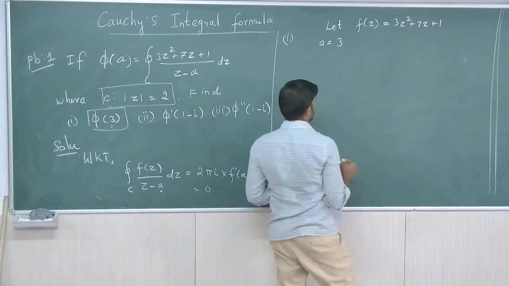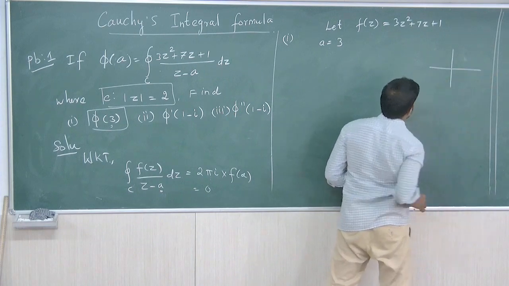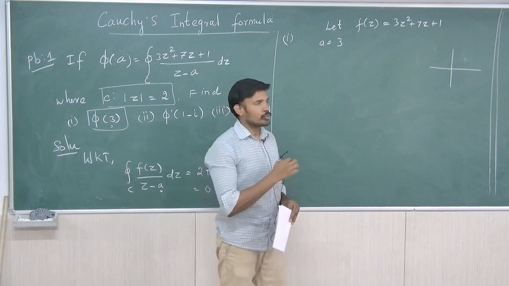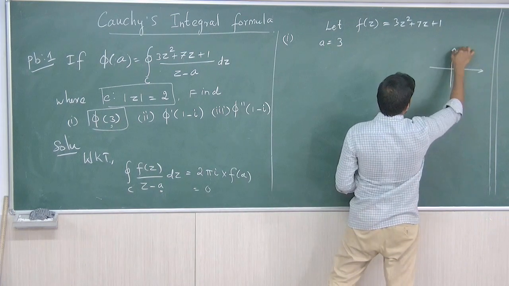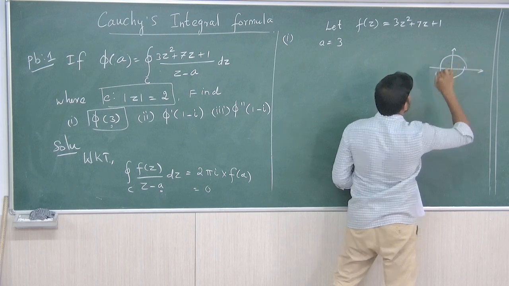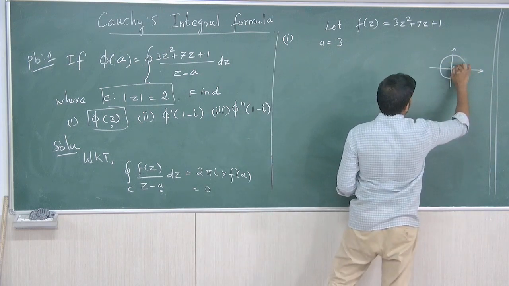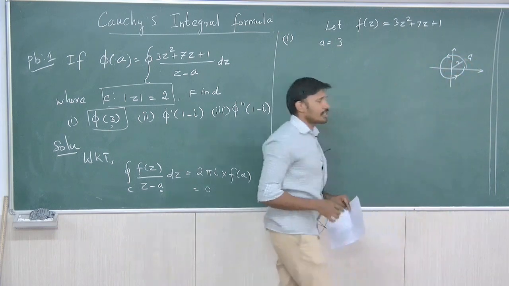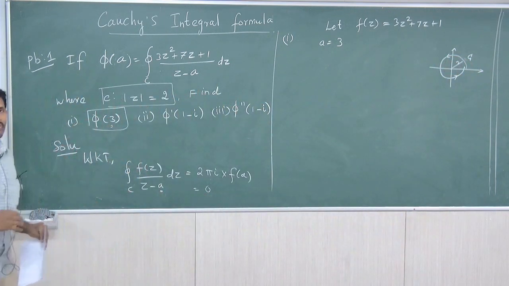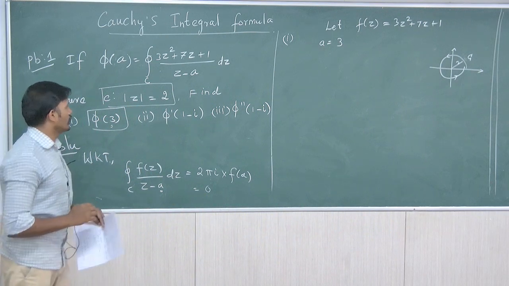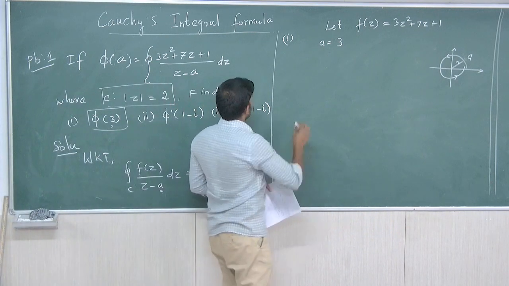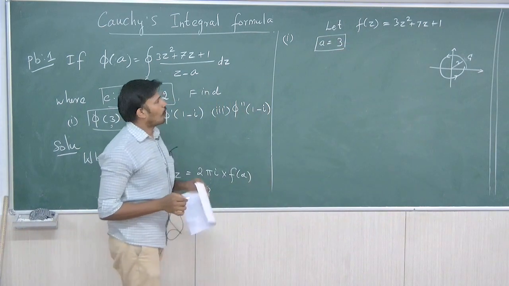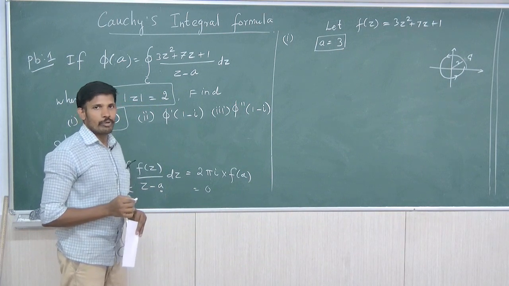The image of this circle: the center is (0, 0) and the radius is 2. Like this, I am going to draw the circle of radius 2. C follows the counterclockwise direction. Now try to mark this point in the complex plane.